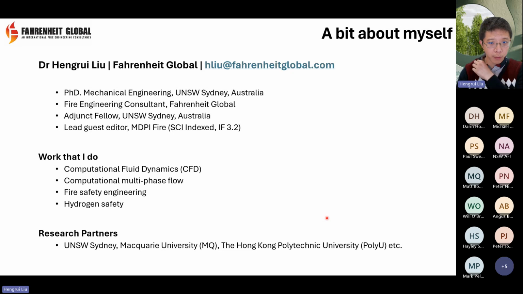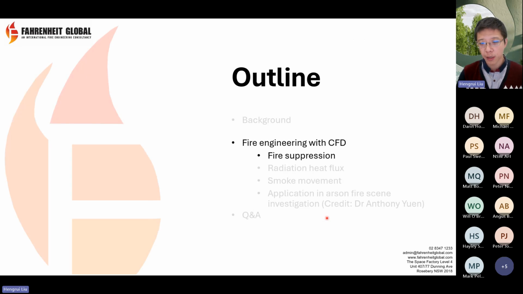For research partners, I have collaboration with my group back at UNSW, collaboration with my postdoc supervisor, Professor Fatima, at Macquarie University, and my PhD supervisor right now went to Hong Kong Polytechnic University. So we have collaborations mainly in these 3 universities, but we have other universities coming in too. We have collaborations and friends everywhere anyways. So a bit of outline.